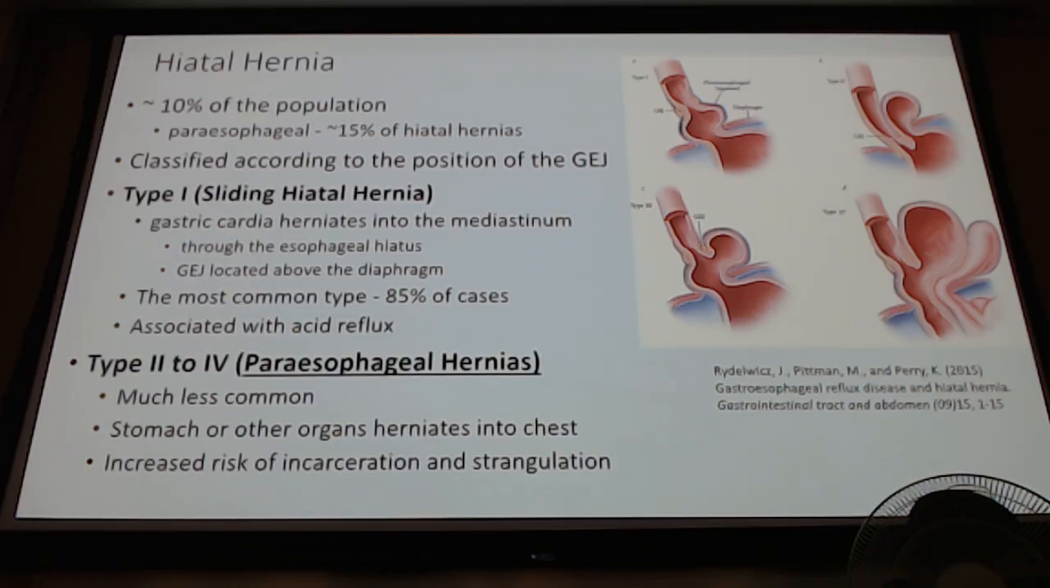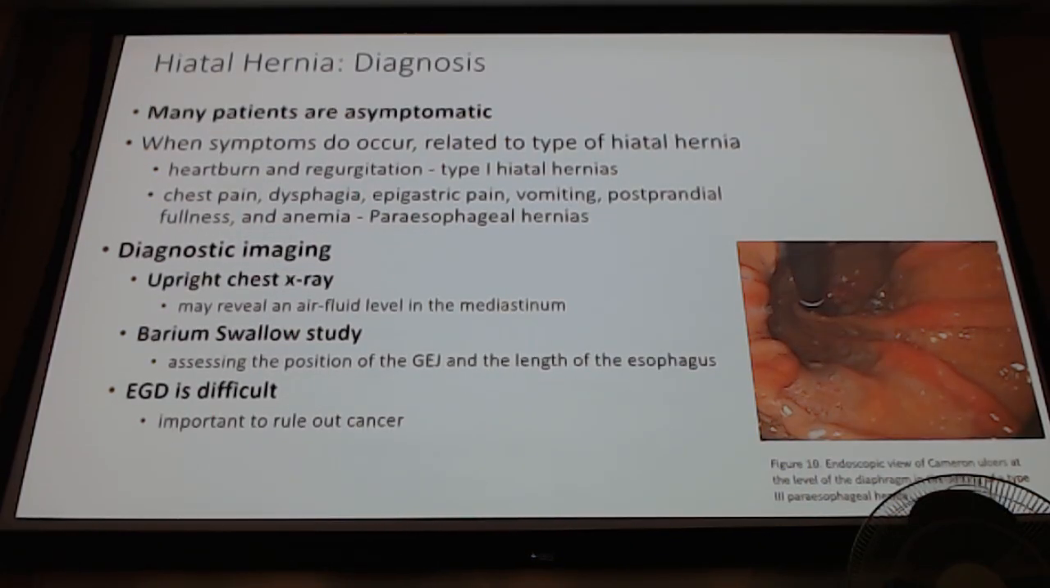Okay. If it goes through a different hole in the diaphragm, then it's not a hiatal or paraesophageal hernia. Okay, there's other types of diaphragmatic hernias which you may or may not get to, but these are the most important ones. Okay. All right. Many patients are asymptomatic. Okay, but when symptoms do occur, they really relate to what type of hernia they have. Okay. Type 1, you'll have heartburn, regurgitation. You have chest pain, dysphagia, epigastric pain, vomiting, postprandial fullness. You may even have anemia. Then it'll be the paraesophageal hernias.